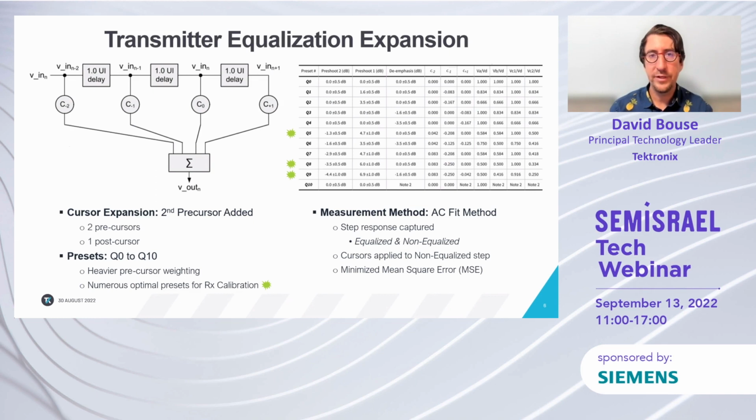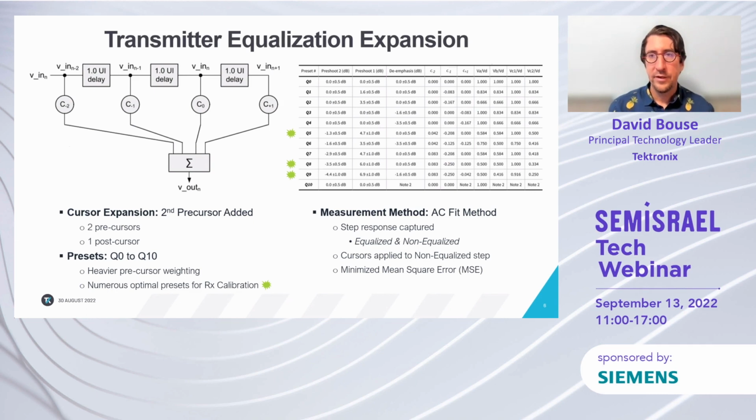We have the traditional presets. These are predefined values for the coefficients. However, they've been redefined for Gen 6. We had the opportunity to do this since we have the second precursor for the first time, and so we've defined them in a more useful way. For Gen 6, instead of P, we're using the letter Q. So you can see in the table, we have Q0 through Q10.